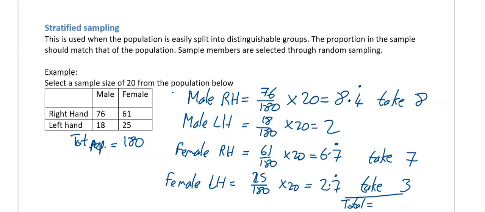So you've got 8 plus 2 plus 7 plus 3, so 8 plus 2 is 10, 7 plus 3 is 10, 10 plus 10 is 20, so you know you've got this right. Okay, you're now ready to do exercise 1B, and that is on page 3.